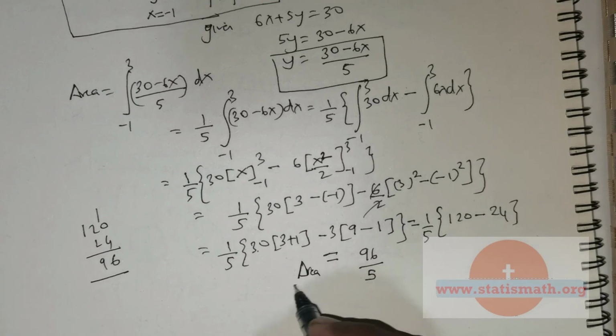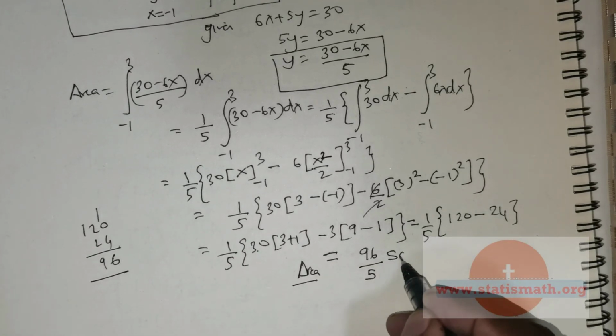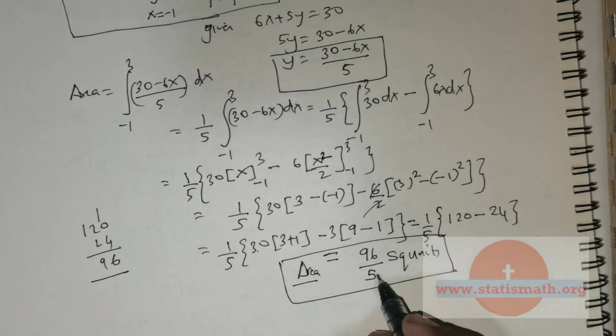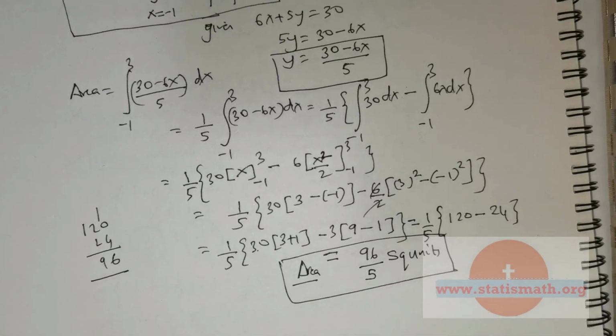This is the area. Now you have a unit for that. So you need to write your square units. It's very important you place the units. Without this unit, your answer is not complete.